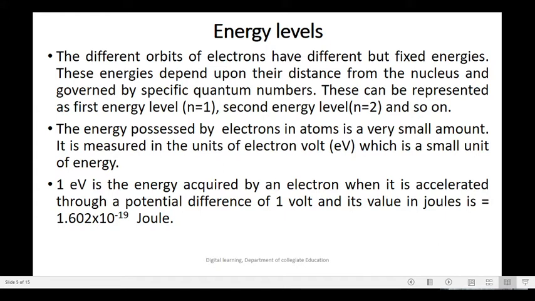The energy possessed by electrons in atoms is a very small amount. It is measured in units of electron volt, represented by eV, which is a small unit of energy. 1 electron volt is the energy acquired by an electron when it is accelerated through a potential difference of 1 volt, and its value in joules is 1.602 into 10 power minus 19 joule.